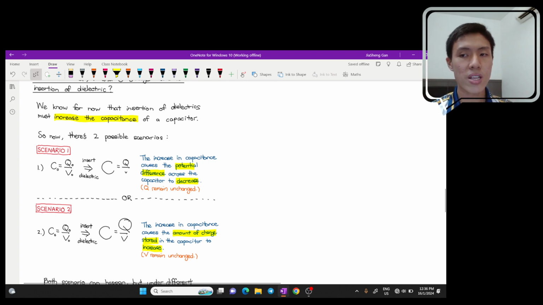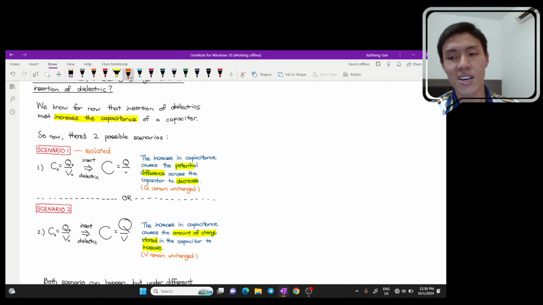So to wrap it up, scenario 1, where Q remains unchanged and V decreases, only happens if we insert the dielectric when the capacitor is not connected to anything. Scenario 1 happens when it's isolated. If you are not connecting the capacitor to anything and you insert the dielectric, the charge will not change. What changes will be the potential difference, which decreases.